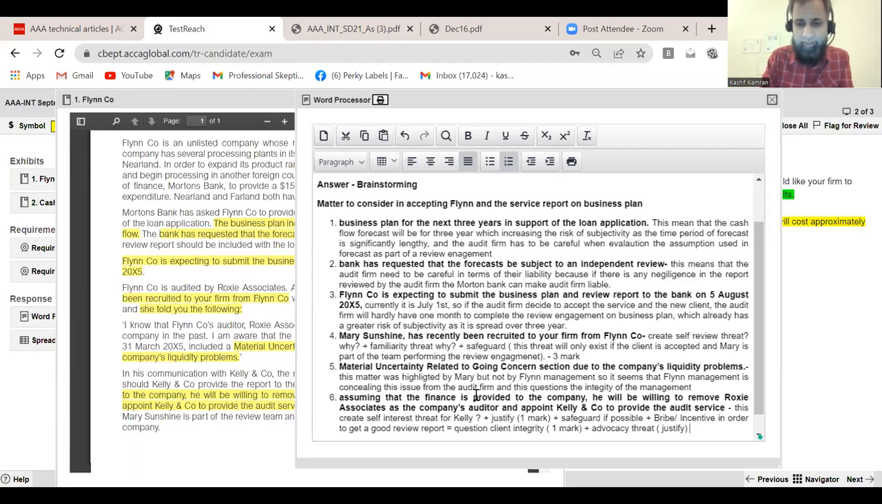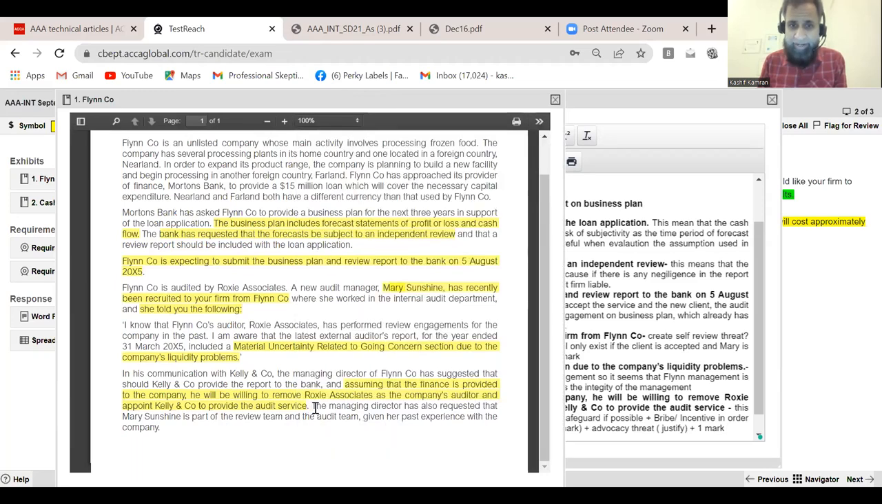Listen to the recording, what I've just explained, right? 1 mark here. So I think you got more than 10 marks already by reaching point number 6. And finally, the managing director has requested that Mary is part of the review team because of a past. Managing director telling us who to put in the team. Interesting. Why does the managing director want Mary to be in the team?